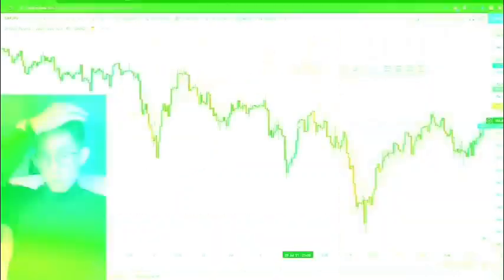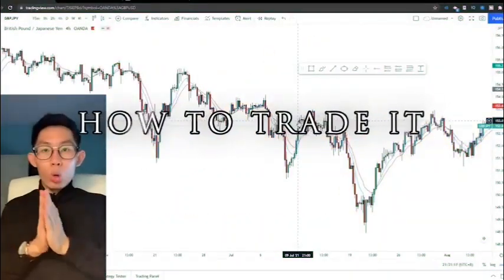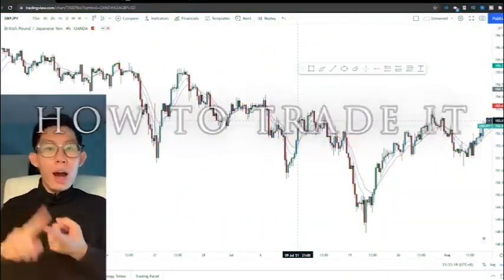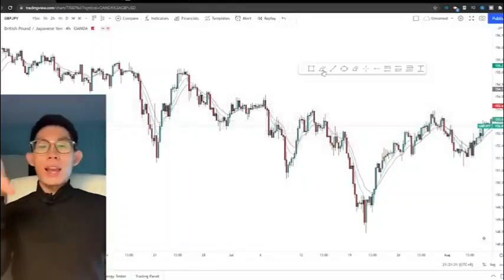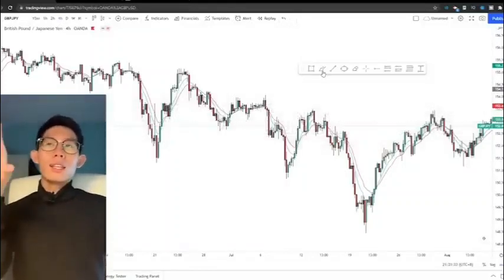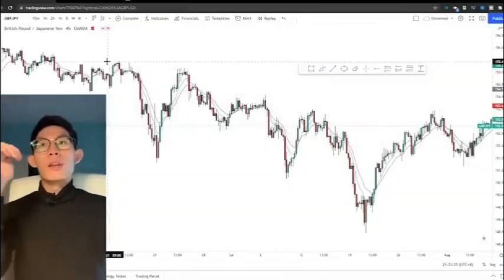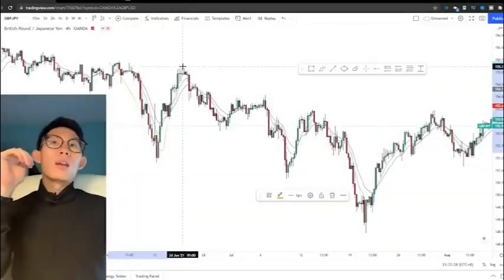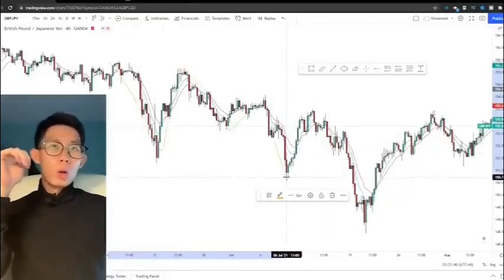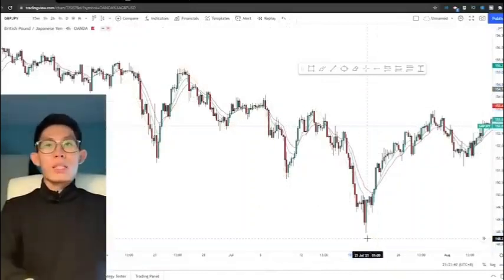Let me give you an example. So the first thing you need to do is to look at the overall trend. Is it an uptrend or is it a downtrend? Here's an example on GJ. You can see clear as day that price is making a downtrend. Lower low, lower high, lower low, lower high, lower low, lower high, lower low. Alright, so this is in a downtrend.